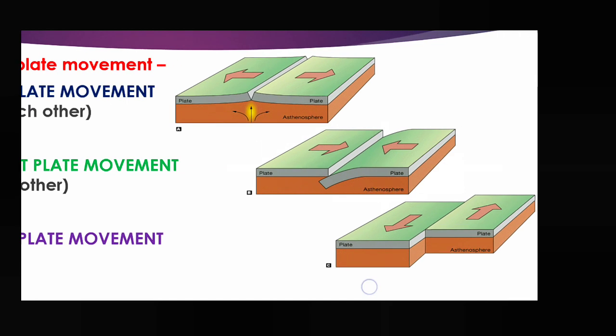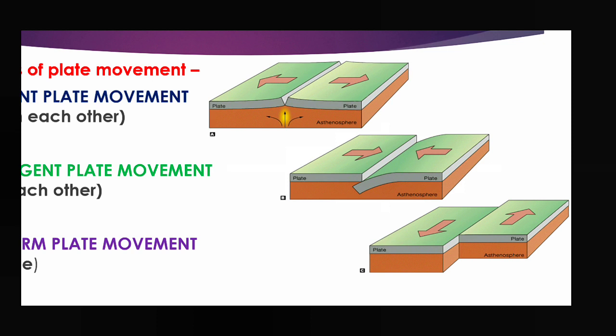And the third diagram, take a look. In this third diagram, 2 plates are moving side by side. It may be the same direction, it may be the opposite direction. Here in this diagram the opposite direction is given. With the help of the arrow sign you can identify in which direction the plates are moving.